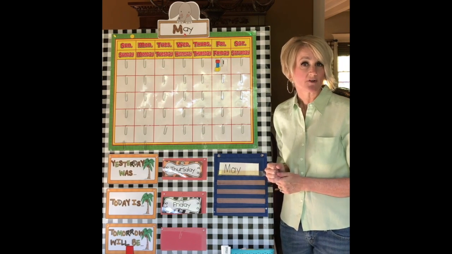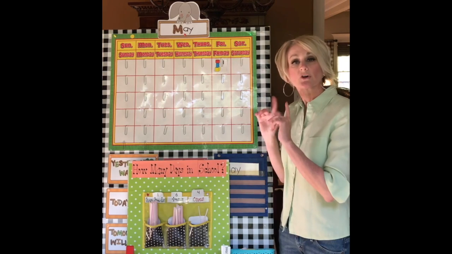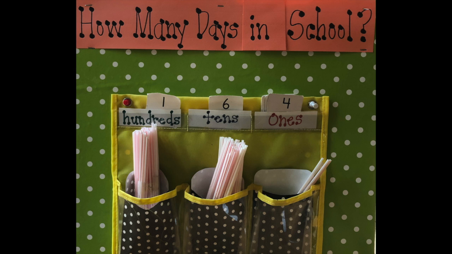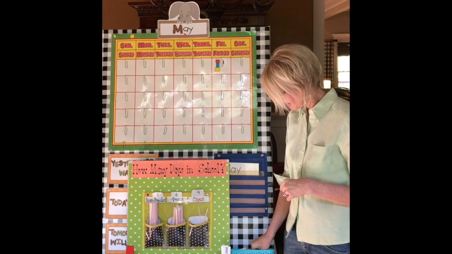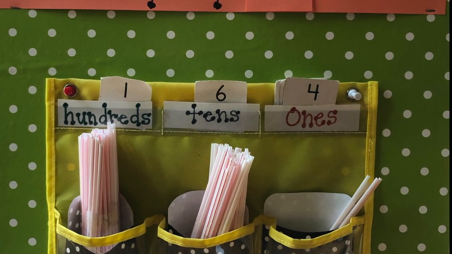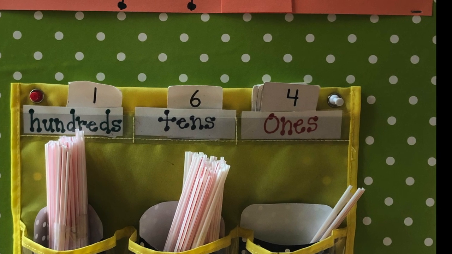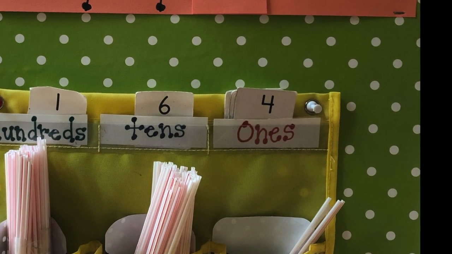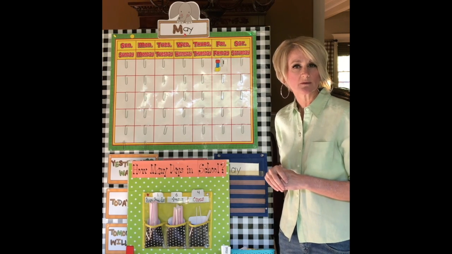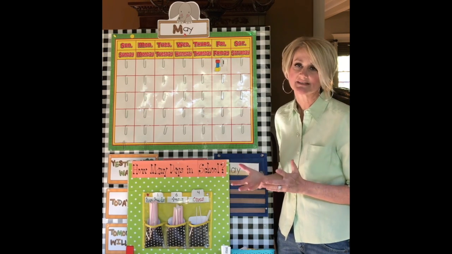Let's see how many we've gone this whole school year. Look over at your place value chart. We have been to school 164 days. Now we're ready to add today, another school day. So I'm going to add 1 more straw. Since I'm adding one more, where will I put it? Yes, I will put it in the ones place. Now I had 4. What is 1 more than 4? Yes, it's 5.